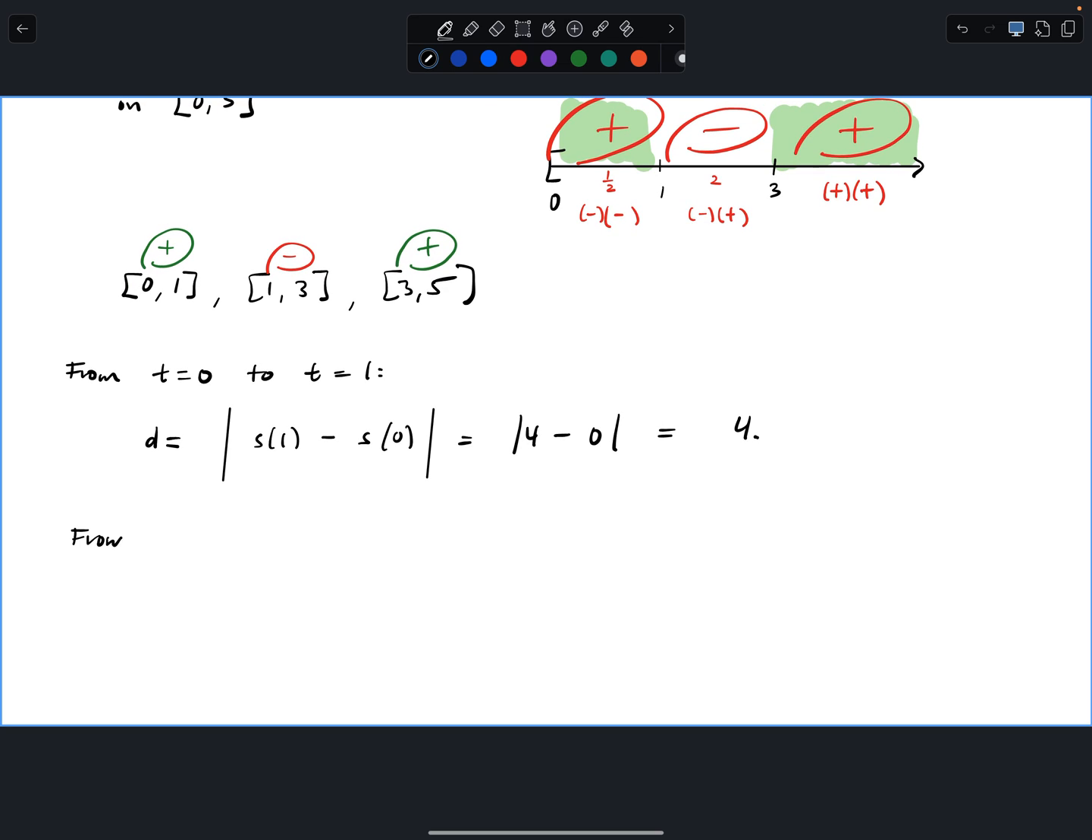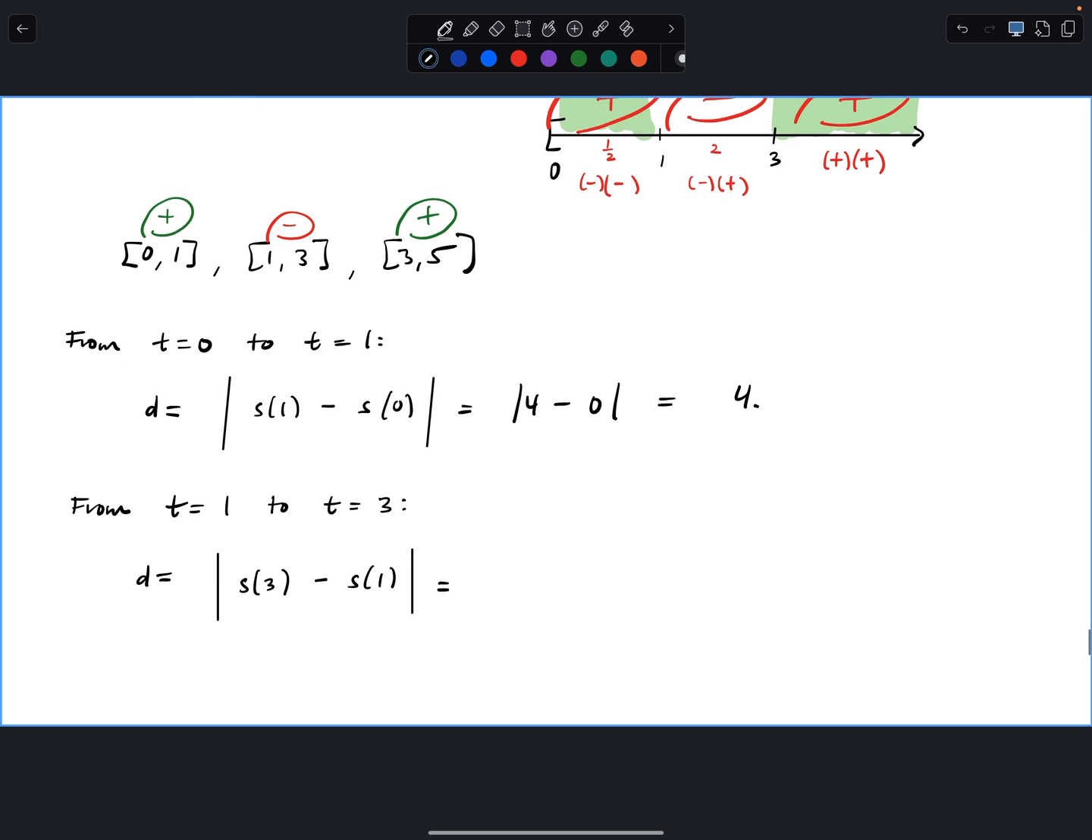Now do the middle. From t is equal to 1 to t is equal to 3, total distance traveled is going to be S of 3 minus S of 1, and taking the absolute value of that. So I did the work already. S of 3 is 0. S of 1 is 4. What's the absolute value of negative 4? 4.